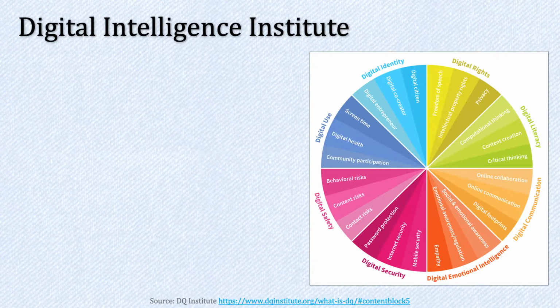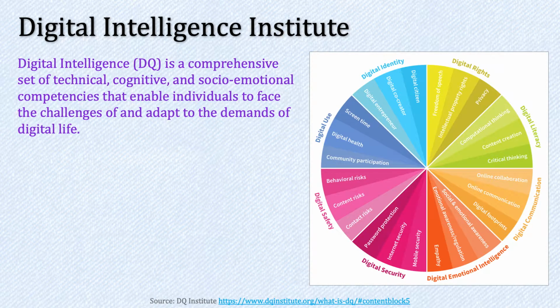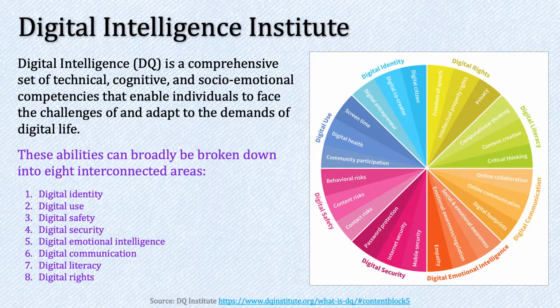Now I want to move on to something being developed by the Digital Intelligence Institute. Now, the Digital Intelligence Institute is promoting a concept called digital intelligence, which they define as a comprehensive set of technical, cognitive, and socio-emotional competencies that enable individuals to face the challenges of and adapt to the demands of digital life. These competencies or abilities can broadly be broken down into 8 interconnected areas, which are shown here. And they're also represented in the colorful graphic on the right-hand side. And these 8 interconnected areas have to do with digital identity, use, safety, security, emotional intelligence, communication, literacy, and rights.